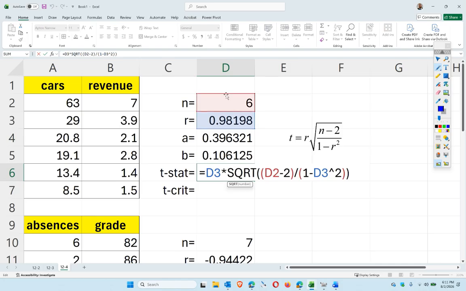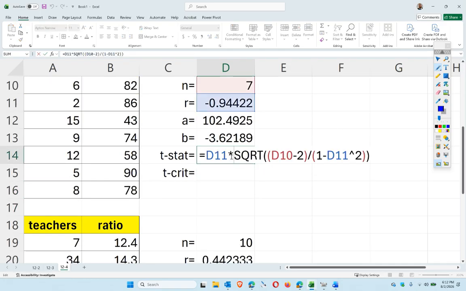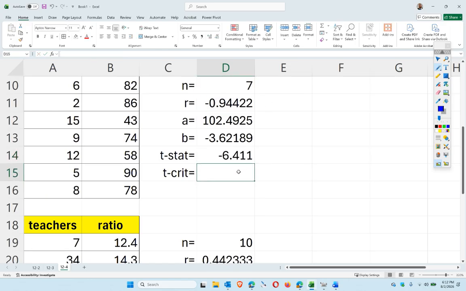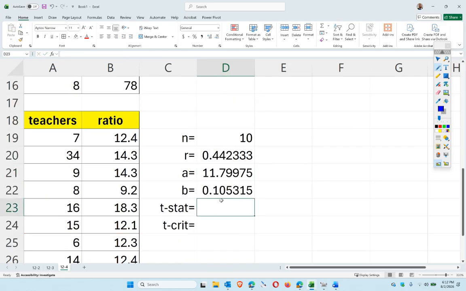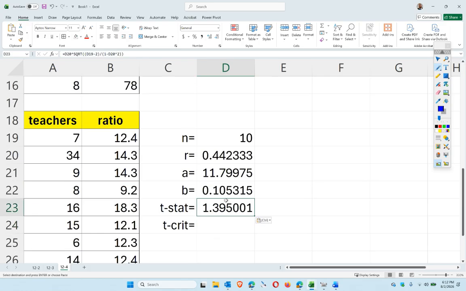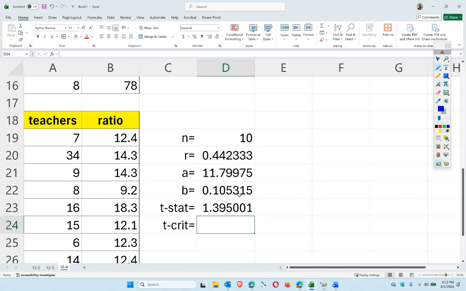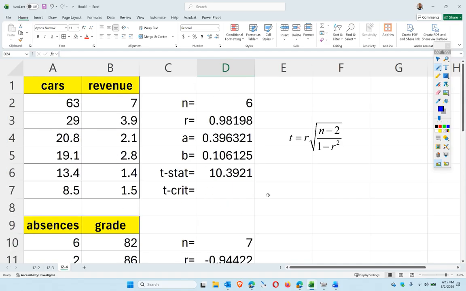So I think all I have to do is copy paste, to be honest with you. So I can copy and paste. Yep, just using those, and then copy and paste. Oh, I didn't do that right. Copy and paste, and there is our t-stat value there. Okay. All right, so now we got to get our t-critical value.